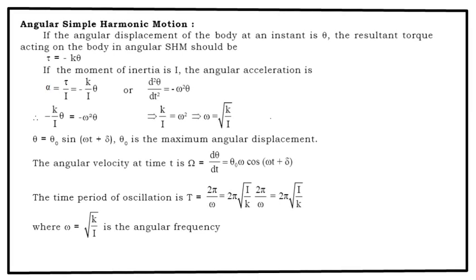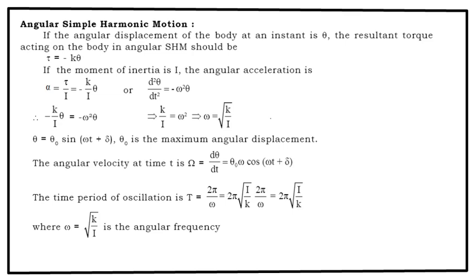Angular simple harmonic motion. Theta is the angular displacement at any instant, and resultant torque acting on the body in the angular SHM would be tau is equal to minus k into theta. If the moment of inertia is I, the angular acceleration alpha is equal to tau by I, which is equal to minus k by I into theta. Now minus k by I into theta can be written as minus omega square theta, because that is an expression for angular acceleration. So k by I is equal to omega square. So omega is equal to square root of k by I.